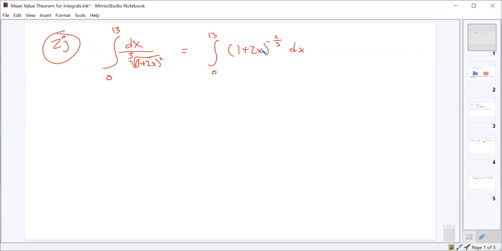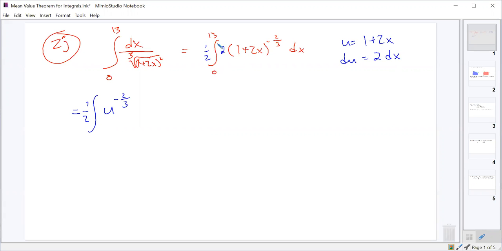So at this point, let's let u equal 1 plus 2x. And if u is 1 plus 2x, then du is 2 dx. I'll put a 1/2 outside and a 2 inside, and I'll make my substitution. So I'll have 1/2 of the integral of u to the negative 2/3.